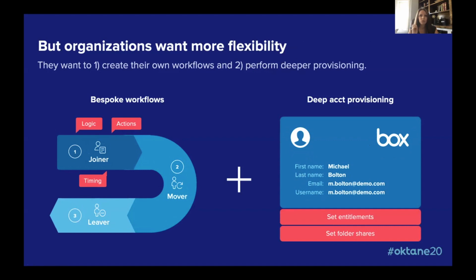So we're getting away from just the happy path. And instead of basing things off of those three events, joiner, mover, leaver, we're adding logic and actions and timing into anything that happens in the life cycle of a user. And so that is going to allow us to do this deeper account provisioning. Instead of just creating them an account in Box, we are going to also set entitlements in Box, and we're going to set up which folder shares that person needs to have in Box.